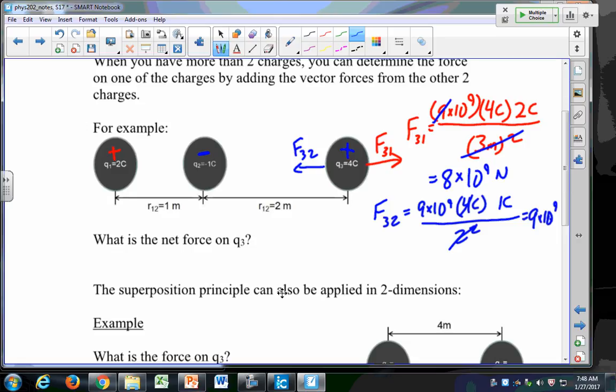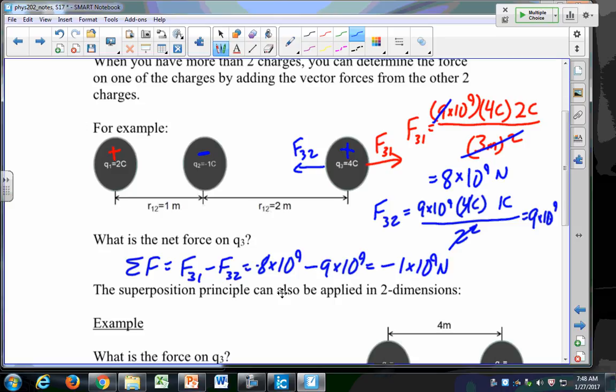All right, so if I find the net force, the sum of the forces is F31 minus F32, and that's equal to 8 times 10 to the ninth minus 9 times 10 to the ninth. What's that like? 8 billion minus 9 billion. So it's -1 times 10 to the ninth newtons. So the net force on this object is in this direction, and it has a value equal to 1 times 10 to the ninth newtons.